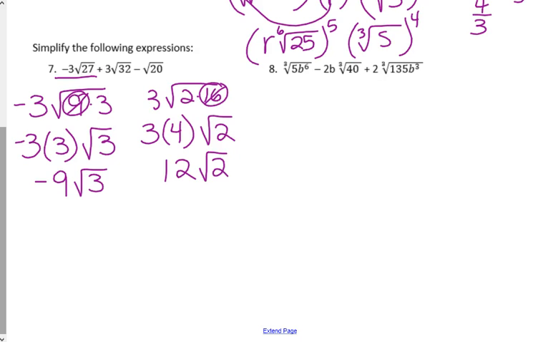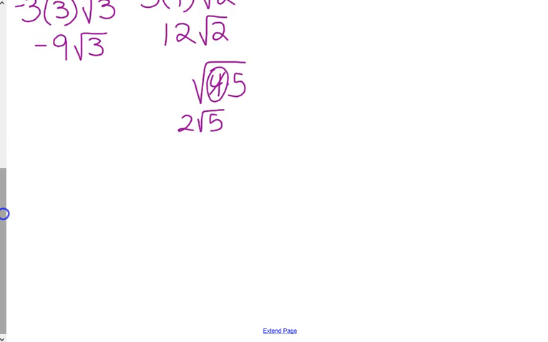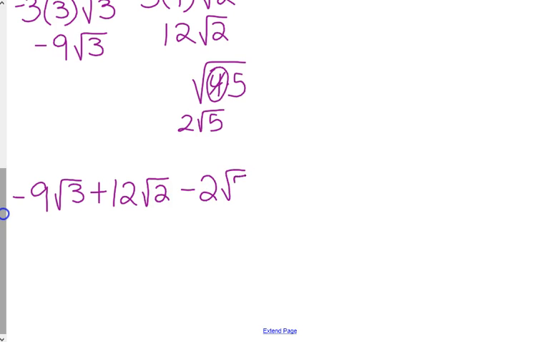Finally, we have the negative square root of 20. So the square root of 20 is 4 times 5. 4 is a perfect square, so we're going to have 2 times the square root of 5. So our new problem is negative 9 square root of 3 plus 12 times the square root of 2 minus 2 times the square root of 5.